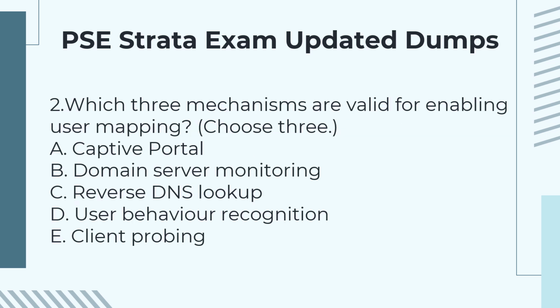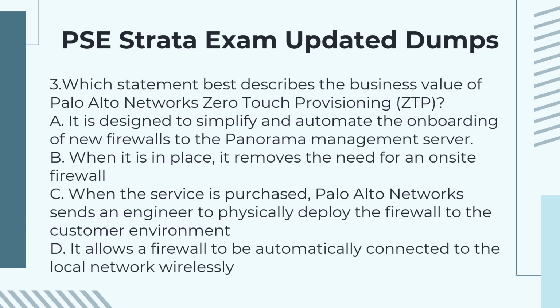2. Which three mechanisms are valid for enabling user mapping? Choose 3. A. Captive portal. B. Domain server monitoring. C. Reverse DNS lookup. D. User behavior recognition. E. Client probing.